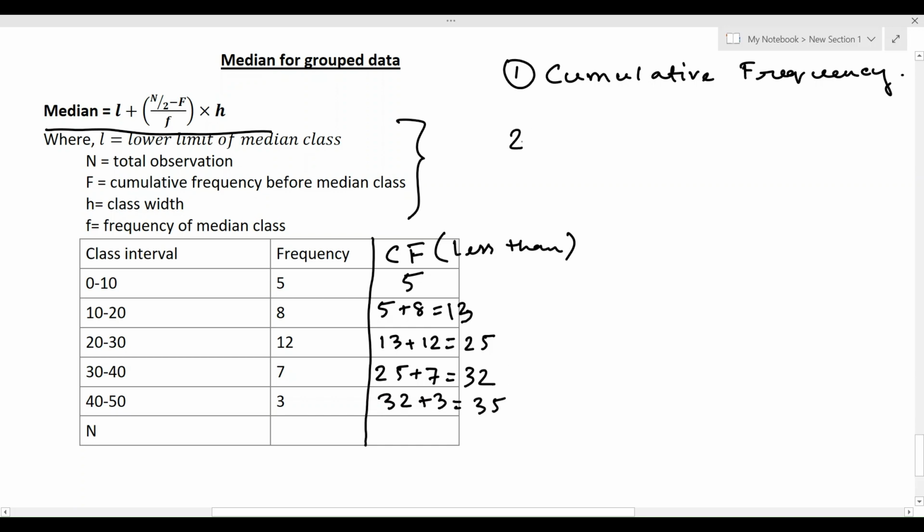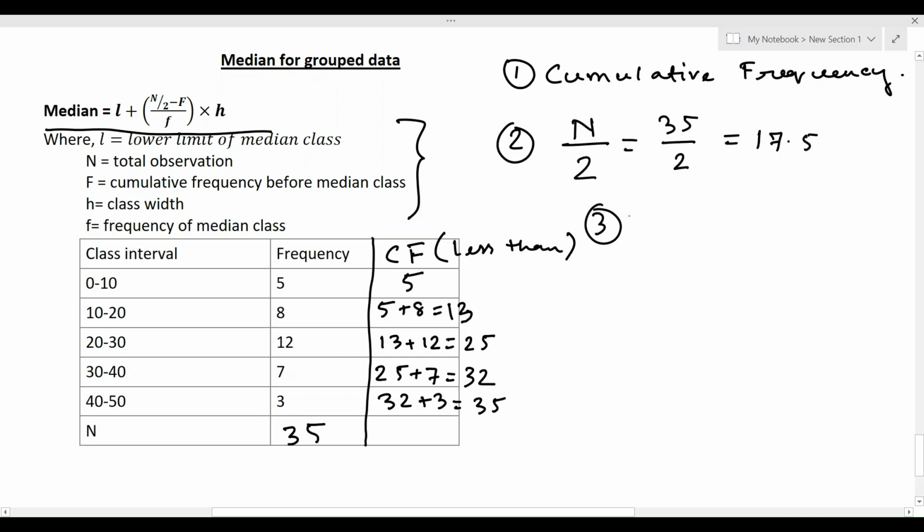The next step is to calculate capital N by 2. What is capital N? Capital N is the total observations. So here capital N will be the summation of all the frequencies, which is similar to the cumulative frequency of the last class interval, that is 35. If we add all these frequencies, we will get 35. So N by 2 is 35 by 2, that is 17.5.